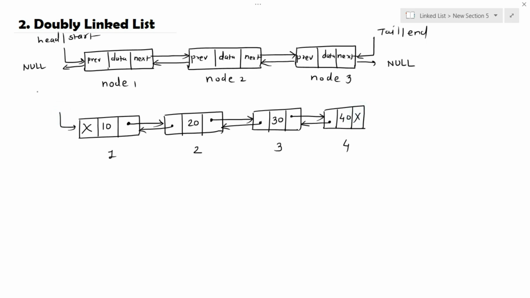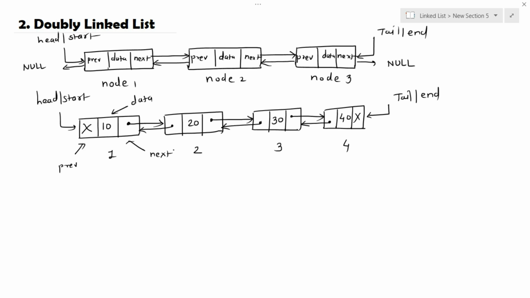Again, this is a head or start of the linked list, the starting node of the linked list, and the last node of the linked list is called a tail or end. So again you have to mention here this is previous, this is data and this is next. For all the nodes in a linked list you have to mention which is previous, which is data and which is next. Now let's write down the code to create a node in a doubly linked list.